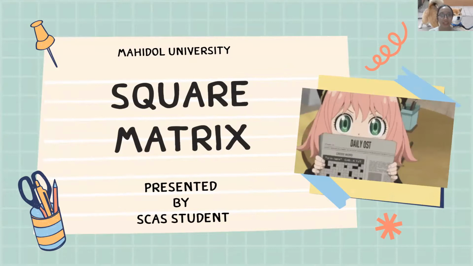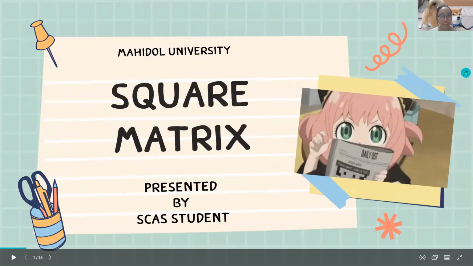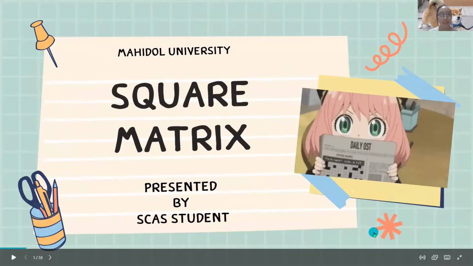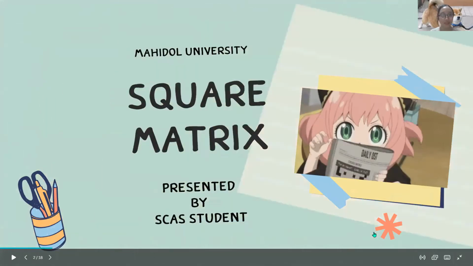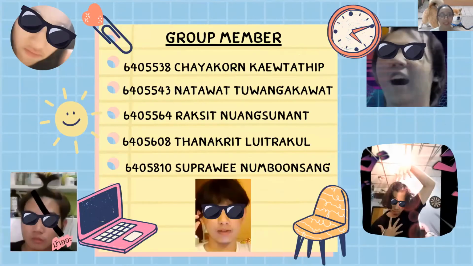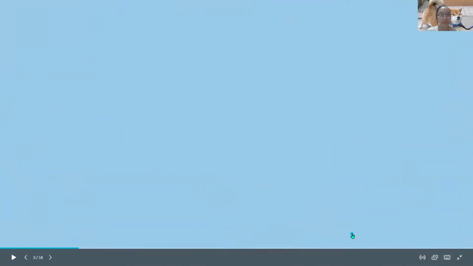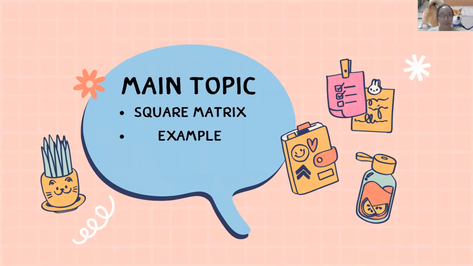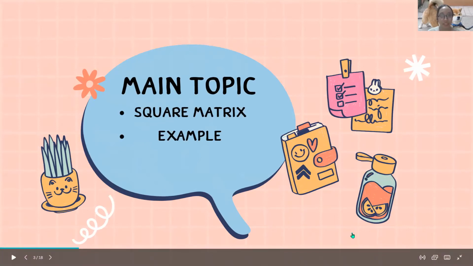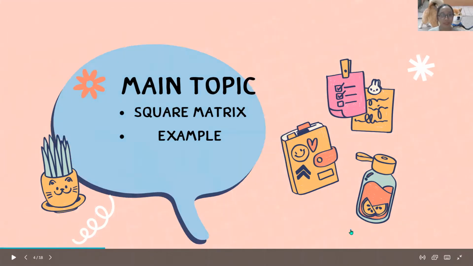Today we are going to teach you about square matrices, the topic we learned from lecture 8. And here is our member. First of all, we will explain to you the definition and the properties of a square matrix. Then we will give you some examples. And next slide.